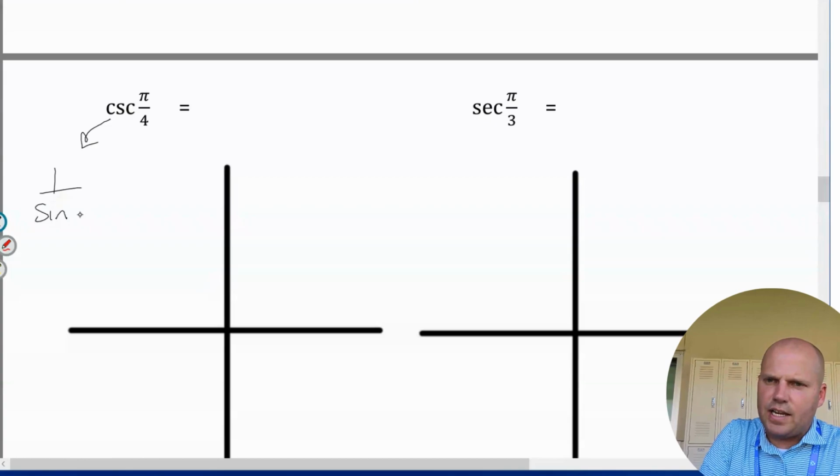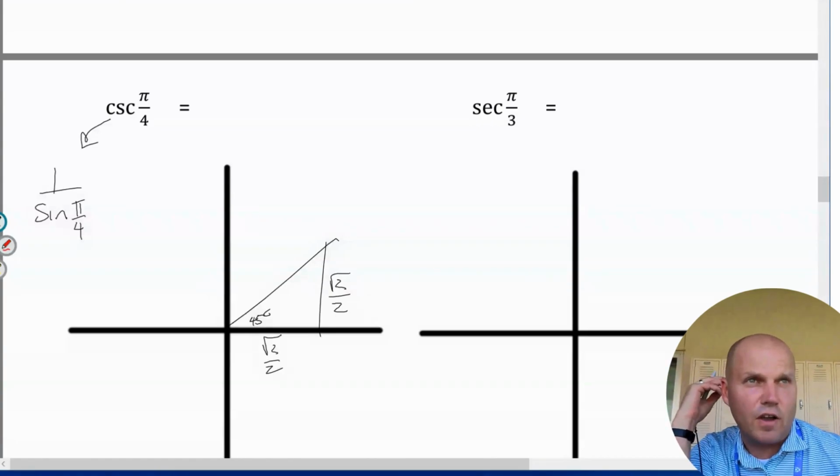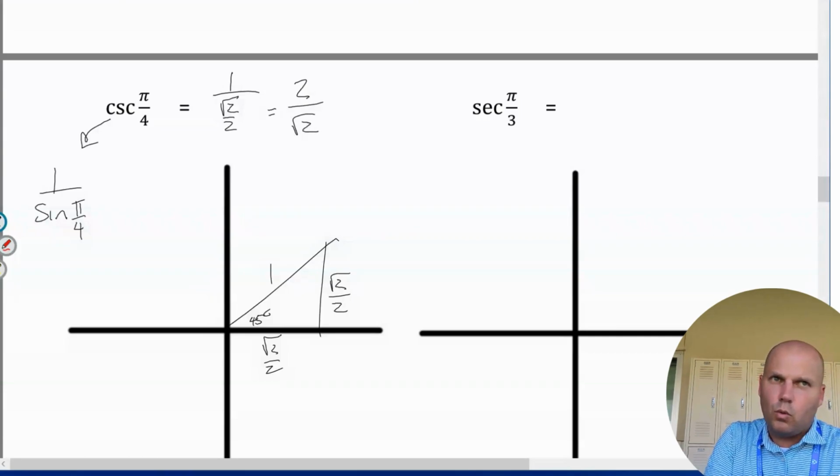Cosecant is the reciprocal of sine. So I need to find the sine of pi over 4 and then flip it. Pi over 4 is that 45-degree angle. We have that isosceles triangle where the side lengths are the same. You should have remembered that the side lengths of this 45, 45, 90 with a hypotenuse 1 is root 2 over 2. So I want to flip root 2 over 2, which is 2 over root 2, which is acceptable, but you should be able to see that this is equivalent to root 2.